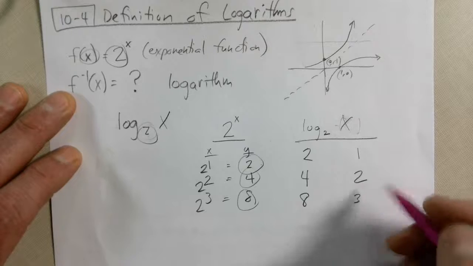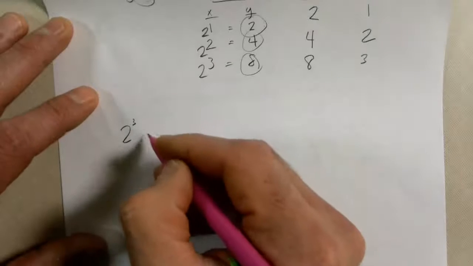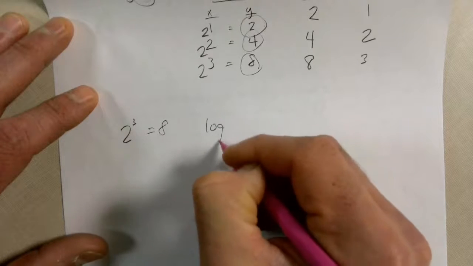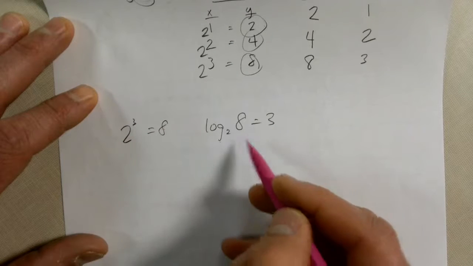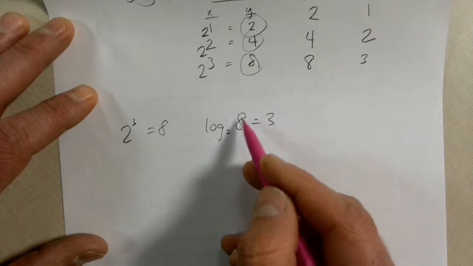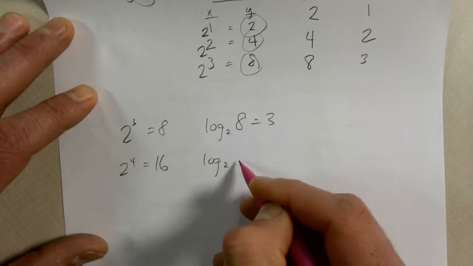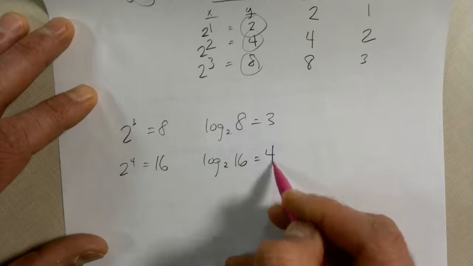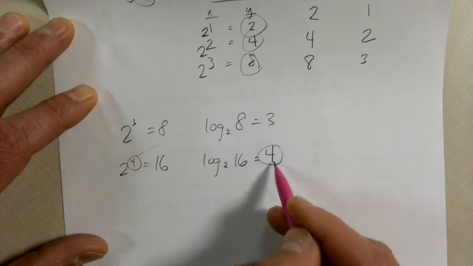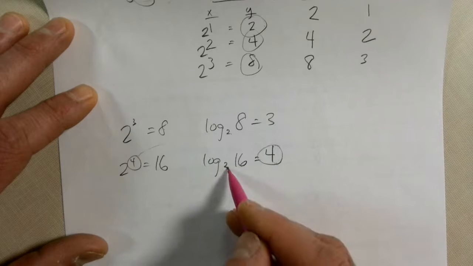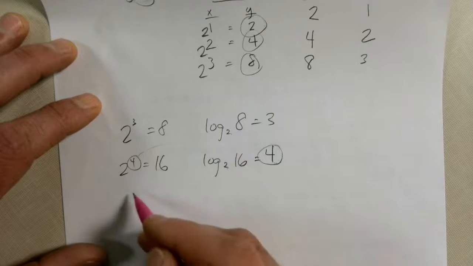So here's what's interesting. 2 to the third power is 8, and the log base 2 of 8 equals 3. 2 to the fourth equals 16, and log base 2 of 16 equals 4. Now remember, this number is the exponent for this base. It undoes the exponential function.